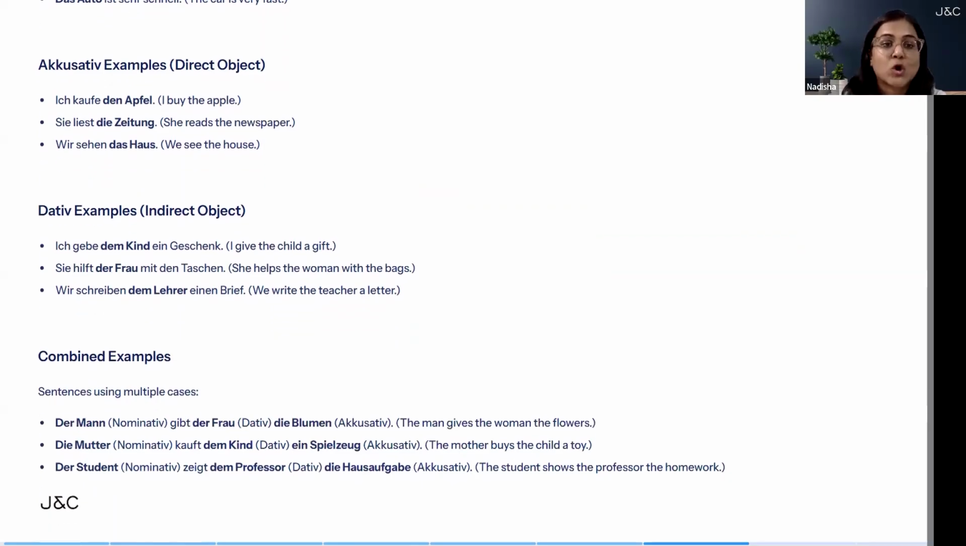Dative is indirect object. Ich gebe dem Kind ein Geschenk. I give the child a gift. To whom am I giving? To the child. So child becomes dative. Dem Kind is dative.